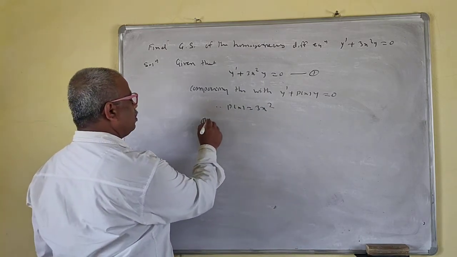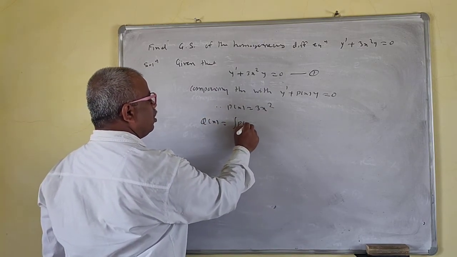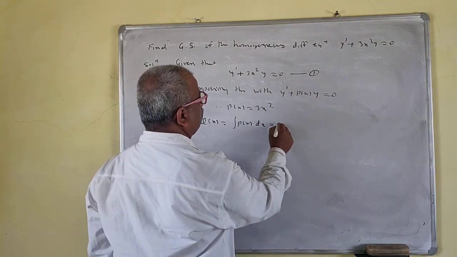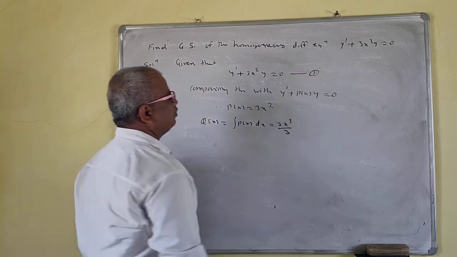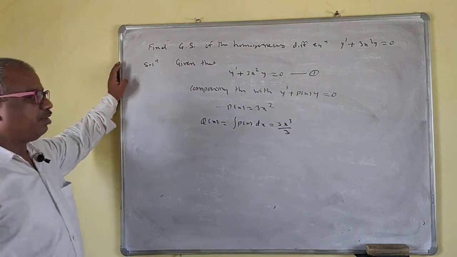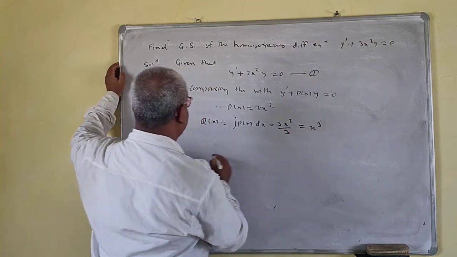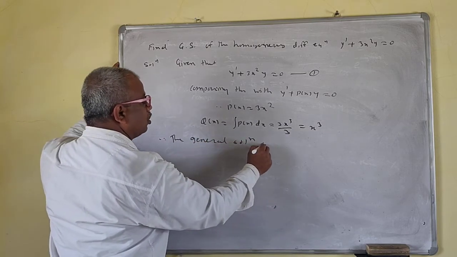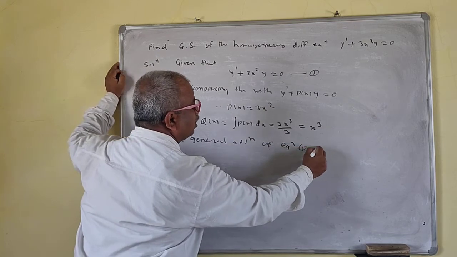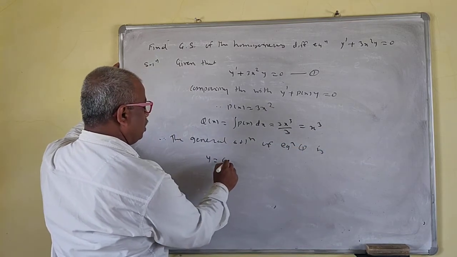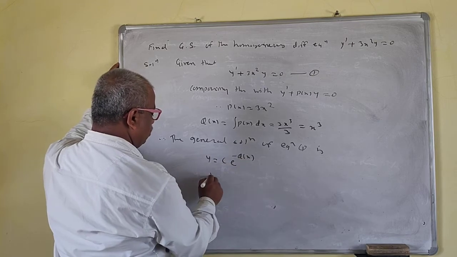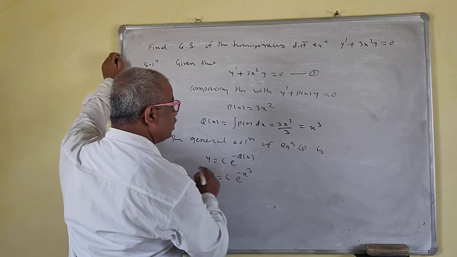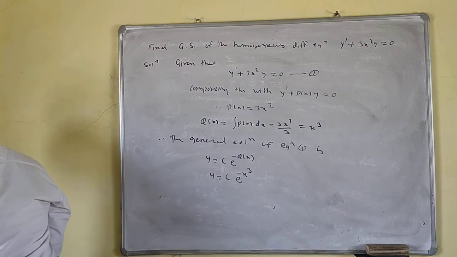So phi of x is what? Integration of p of x dx. The integration of 3x square is 3x cube upon 3, which means x cube. Therefore the general solution of equation 1 is y is equal to c e raised to minus phi of x. So y is equal to c e raised to minus x cube.